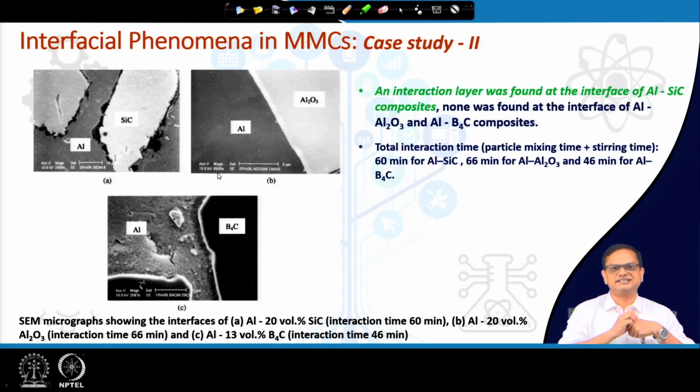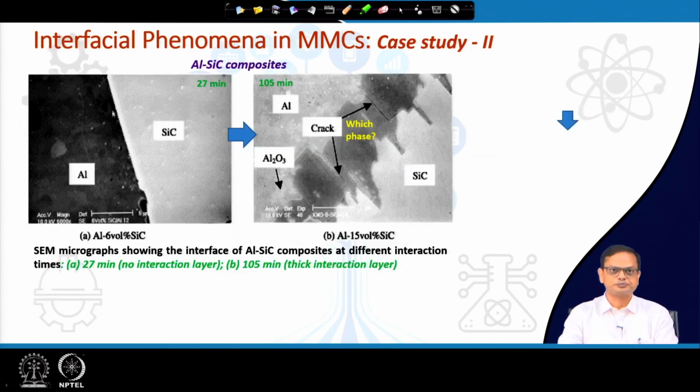Now, if we look at the interfaces of these three cases, SiC, Al2O3 and B4C, all in an aluminum matrix, what we are seeing here is that these two interfaces are more or less clean. However, here we are seeing some kind of phase formation happening at the SiC-Al interface. Okay, that is what we are seeing. So, let us look into more details of the Al-SiC interface.